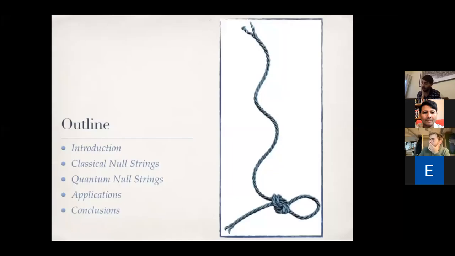Without further ado, let's just go into what we're going to be doing in the talk today. I'll give you an introduction, tell you about classical null strings, then I will go on to how you quantize the system, and then I'll speak a little bit about applications, and then conclude with some of the stuff that we are doing now, and some other future directions. And of course, please feel free to stop me at any point if you have anything to ask.